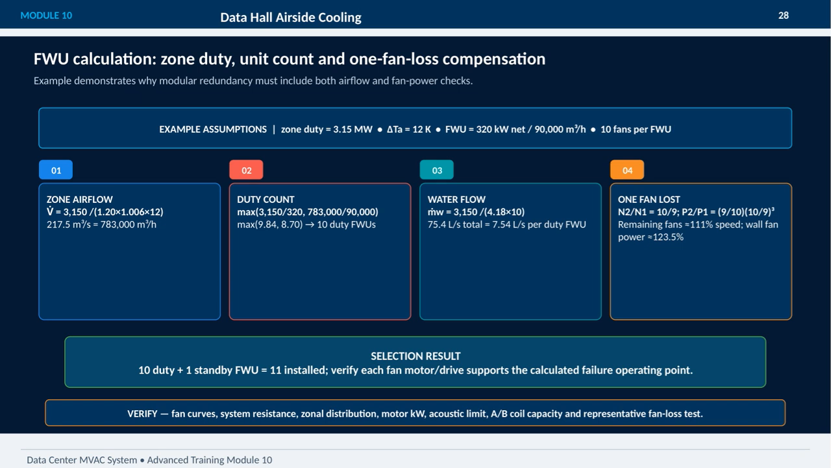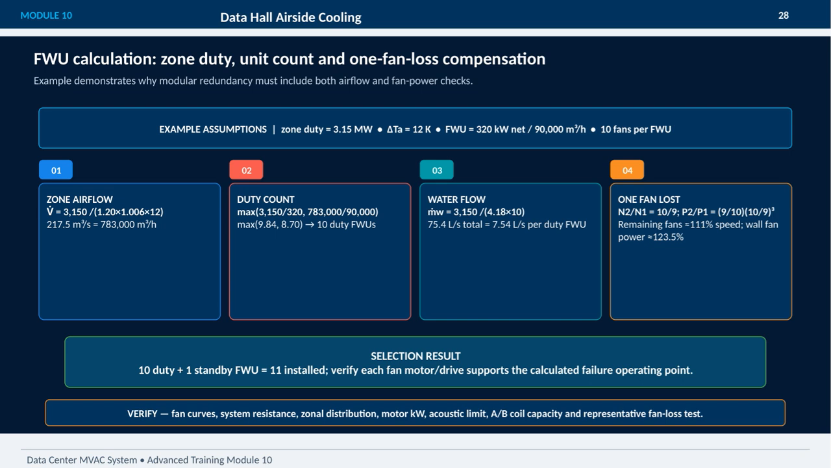For water flow, we divide the cooling load by the product of water's specific heat and temperature difference, leading to about 7.54 liters per second per duty FWU. Then, considering one fan loss, the remaining fans must speed up to approximately 111% of their normal speed, increasing wall fan power to 123.5% to maintain airflow. This highlights why each fan motor and drive must be verified to handle these conditions.